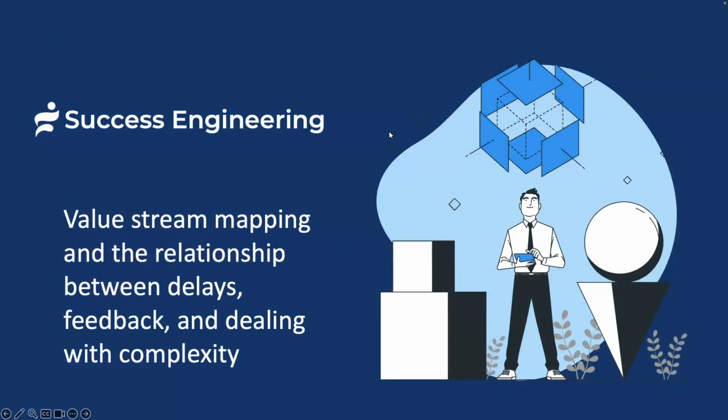So in this session, we're going to talk about value stream mapping, the way people normally think about it with numbers and all that, but also the relationships between delays, feedback, and dealing with complexity. See, this is something I haven't talked about yet. But when you study the value stream, you can start seeing how it actually tells you a lot about what knowledge work and software development and things like that are. You can learn a lot about how this stuff works. And that's one of the other things I really love about it.